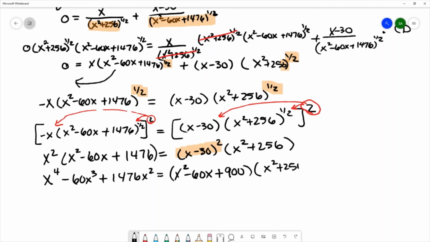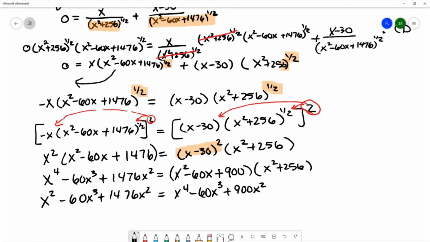and then we need to multiply out. I'm carrying this down on the left. On the right, we would have x squared times x squared is x to the 4th minus 60x cubed plus 900x squared. Then we'll multiply everything by that 256, so we have 256x squared. I need to know what 256 times 60 is. That's 15,360, and that should be negative, not positive, with an x. And then 256 times 900 is 230,400.